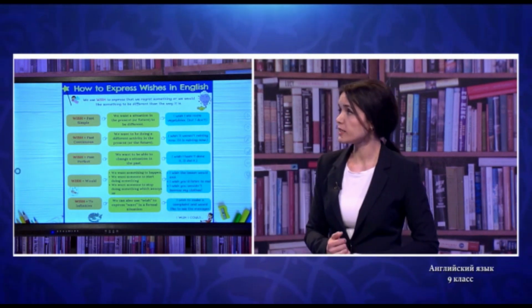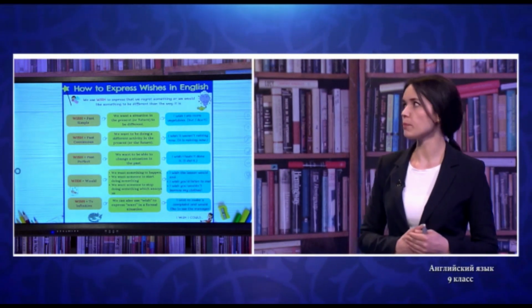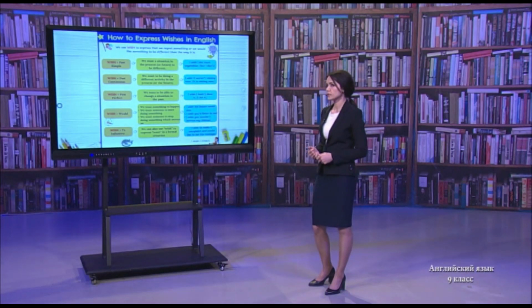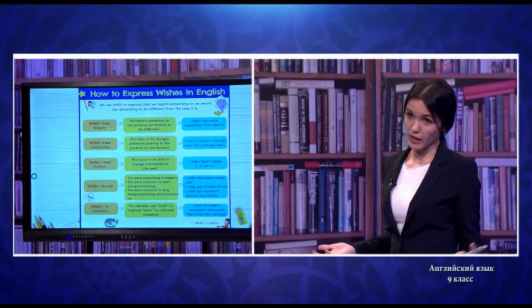Well, how to express wishes in English? We use wish to express that we regret something, or we would like to change something, and we want something to be different than the way it is. For example, wish plus past simple, the second form of the verb, right? We use this form when we want a situation in the present or future to be different. I wish I ate more vegetables. At the time of speaking, you say, oh, I wish I ate more vegetables, but I don't like it.